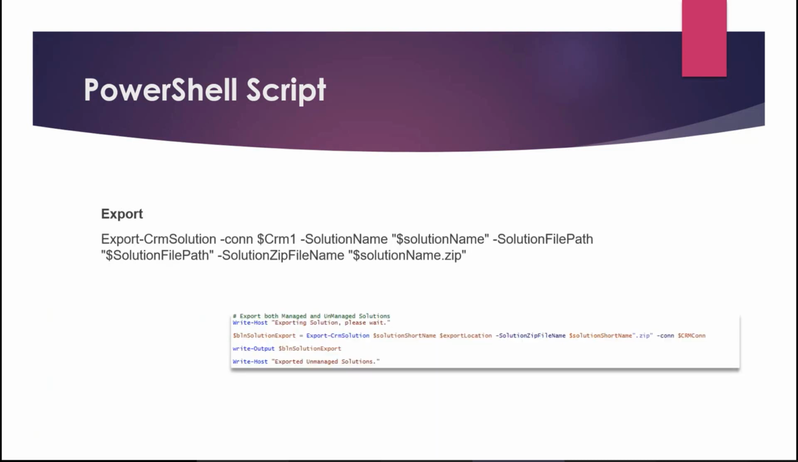Next, we have this export command. Once the connection is established, you need to pass this connection. CRM1 is the connection one, and for this export solution, you need to provide the solution name, the solution file path where it should be exported, and whether you need it as managed or unmanaged. If you leave it empty, it will consider this an unmanaged solution and export the unmanaged solution. We also have one property called hyphen managed, and if you put that, it will consider this a managed solution and export the managed solution from the source environment, wherever the instance you are connecting to.